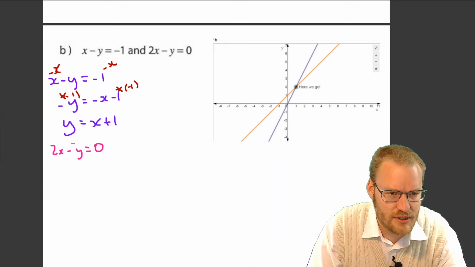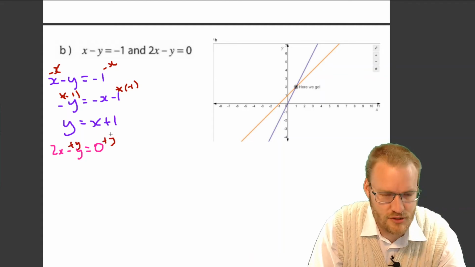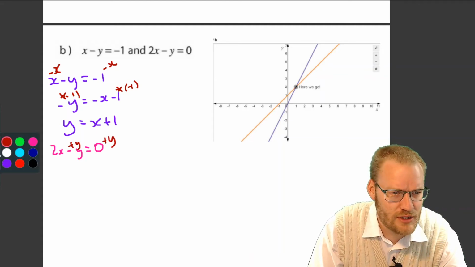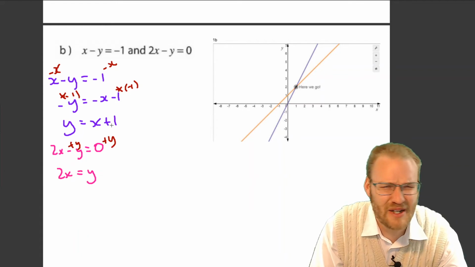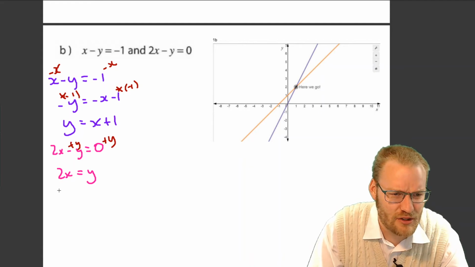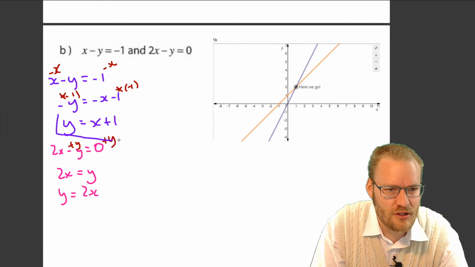And the other graph, 2x minus y equals 0. Let's do a similar thing. Well, for this one, I'm going to do something different, just to expose us to different forms of algebra, and go plus y plus y. So 2x equals y. But it would be nice just to put the equation the other way. y equals 2x. Okay, so there are two equations.